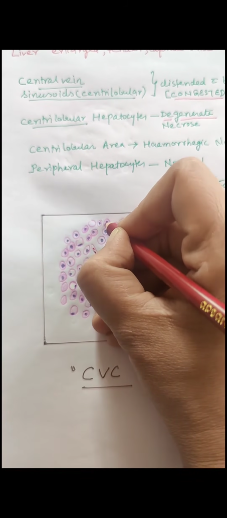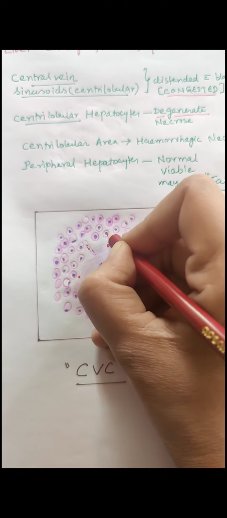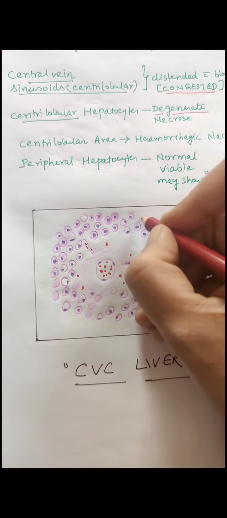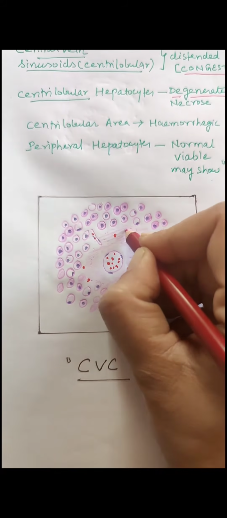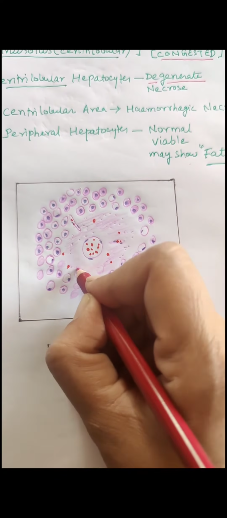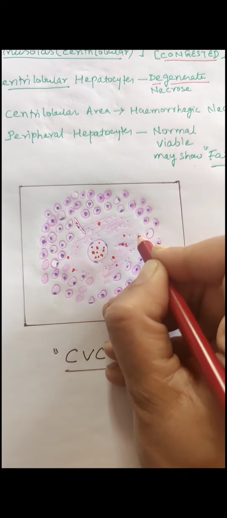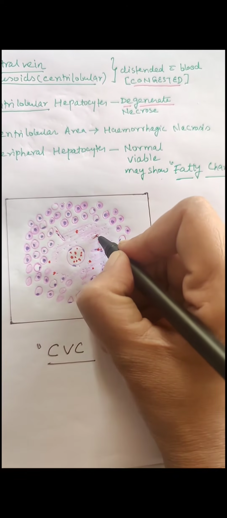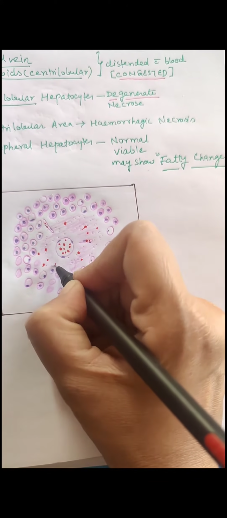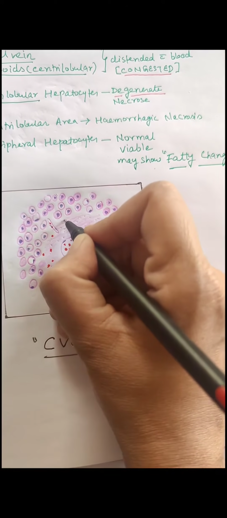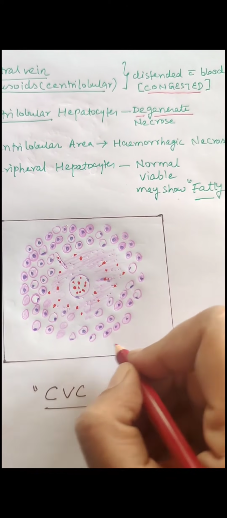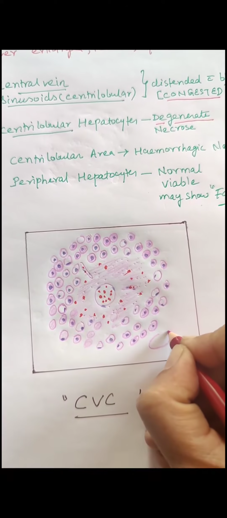In this way, these are the viable hepatocytes. In the fatty hepatocyte, we leave the cytoplasm as white in color, because the fat does not get stained by the H&E stain. Now in the central part, we can show this pinkish granular area of necrosis along with congestion and extravasated RBCs. So these are the two regions we should show, and after that lastly we will draw the portal tracts.